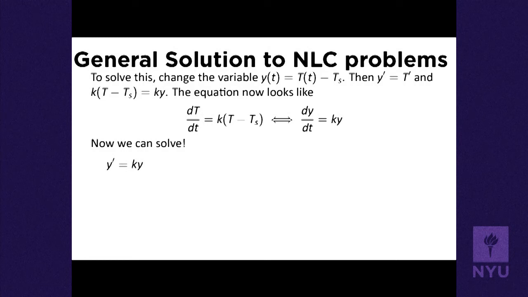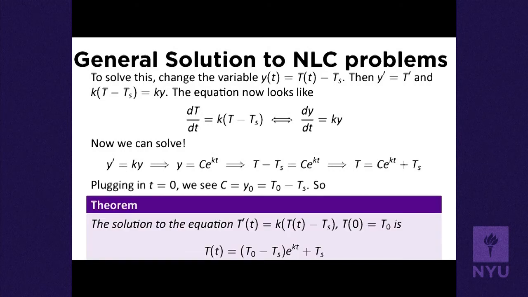y then has exponential decay, a constant times e^(kt), which is useful, but not so useful because I wanted to know what T was. But that's fine. I can just substitute back in T. T minus the surrounding temperature is equal to a constant times e to the k times time. And so you can write the temperature function as c e^(kt) plus the surrounding temperature. And what is the c? The c is y_0, that is the difference between the temperature and the surrounding temperature at time 0.